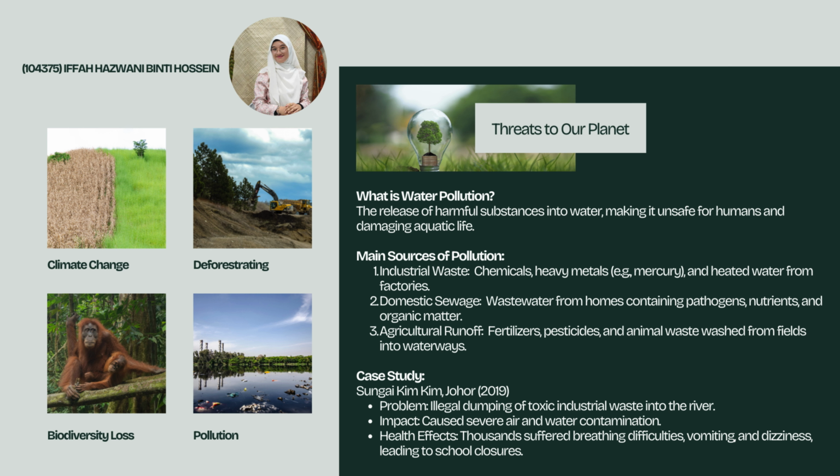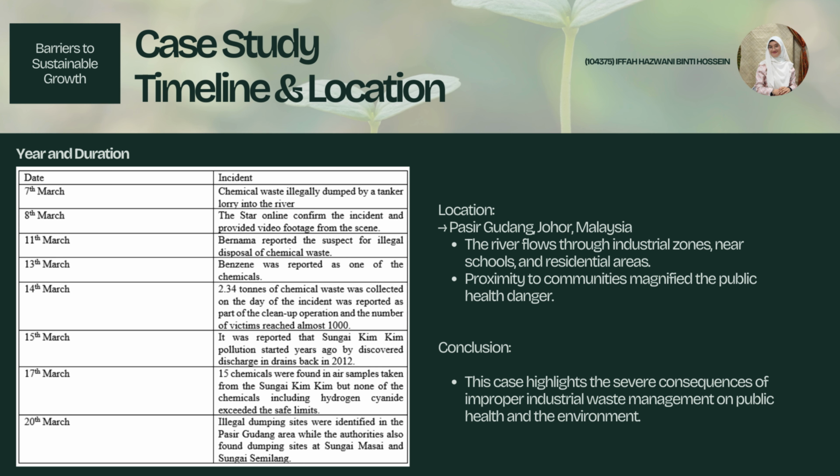In this case study, we used the Sungai Kim Kim tragedy in Johor that happened in 2019, where there was illegal dumping of toxic industrial waste into the river, which caused severe air and water contamination. It also caused health effects, where thousands suffered from breathing difficulties, vomiting, and dizziness, leading to school closures. For this case study, we also researched the timeline and the location of this tragedy.